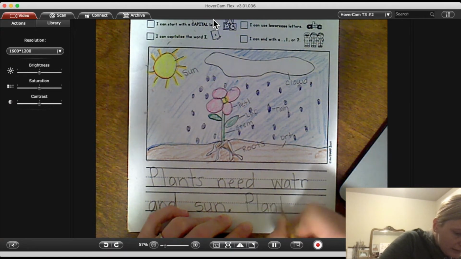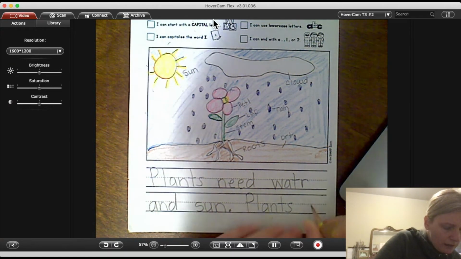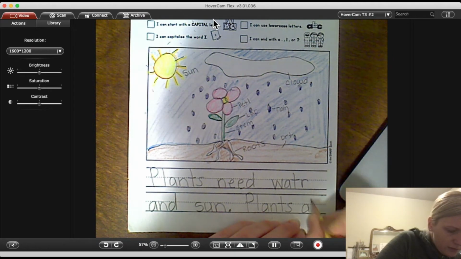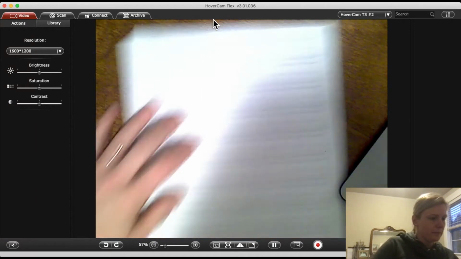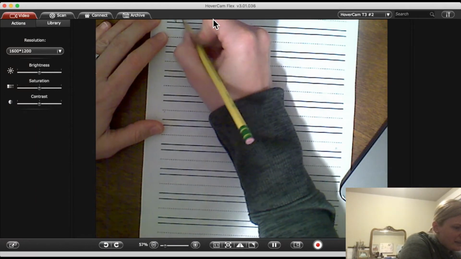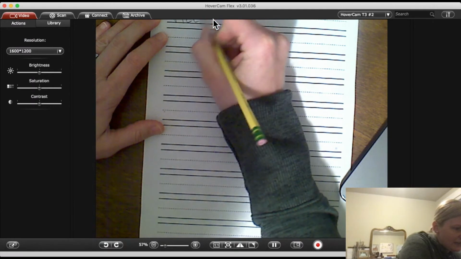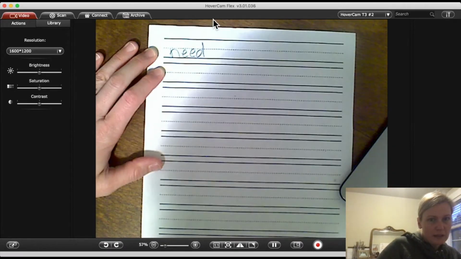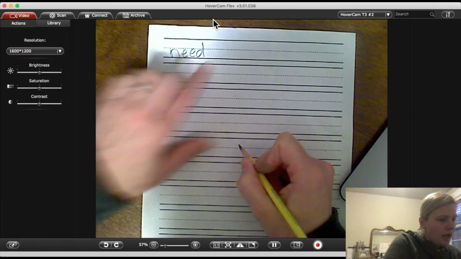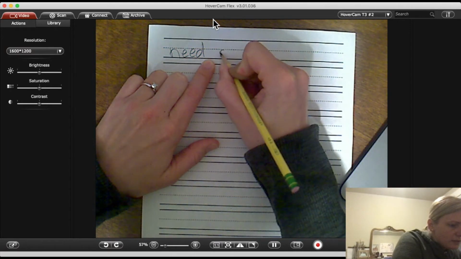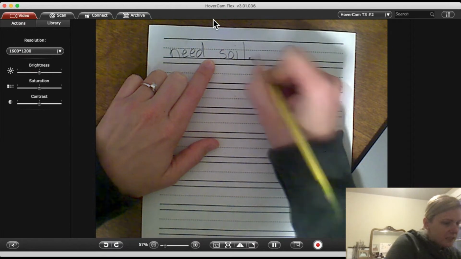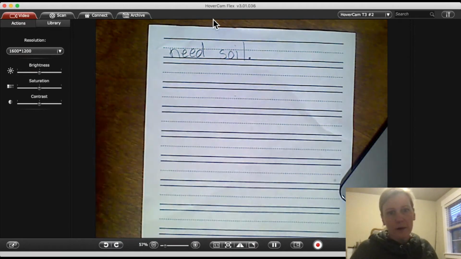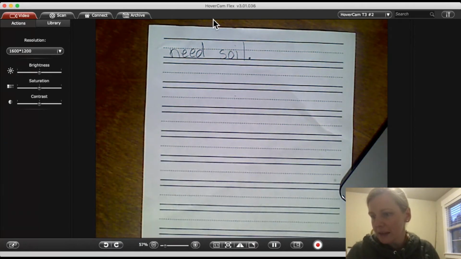Plants also. Ran out of space. I'm going to flip it over. They also need soil. Period, stop. All right, what else can I add here about plants that I know about?